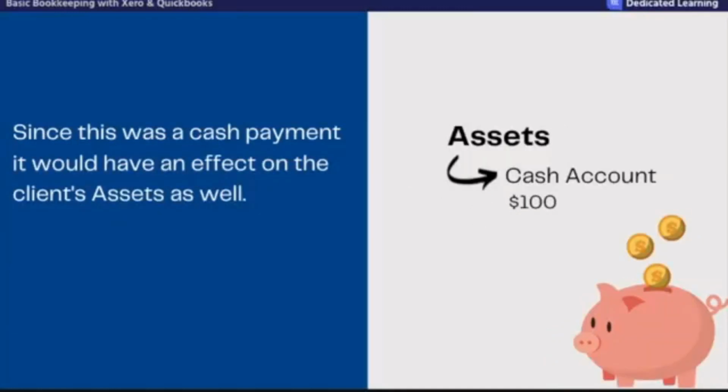Now, don't forget, in a double entry system, transactions are typically logged twice. If you think about it, there's another account that will be affected by this one transaction. As we know, cash in itself is also counted under assets for the business. So let's say the client has a cash account under assets. You would have to log the same transaction there as well. The same $100 transaction will be logged both under revenue and here under assets.